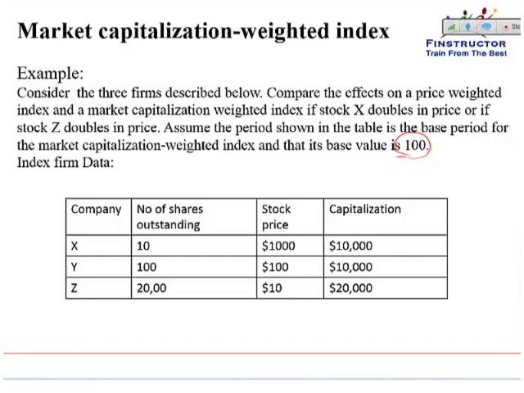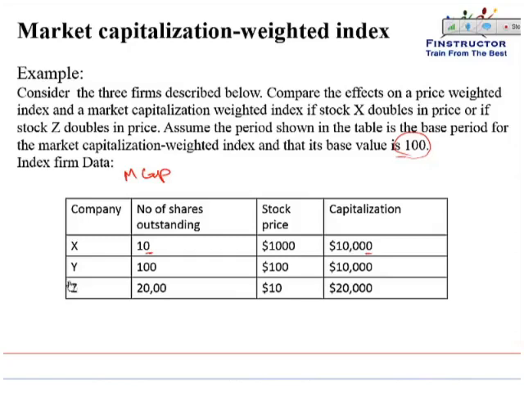So let's do the market cap weighted calculation first. The market cap of stock X will be the number of shares outstanding. There are 10 shares outstanding multiplied by a price of $1,000. The total market cap of company X is $10,000.